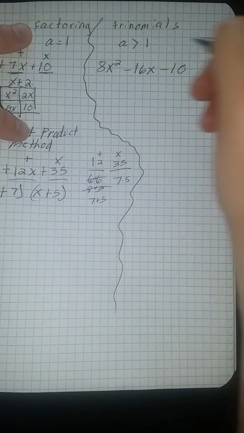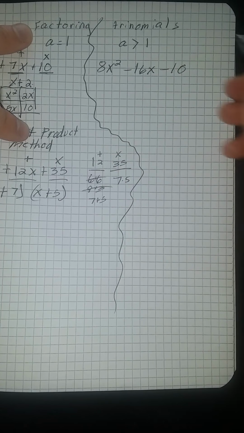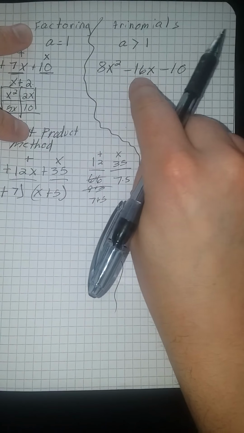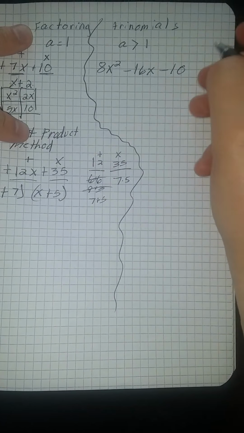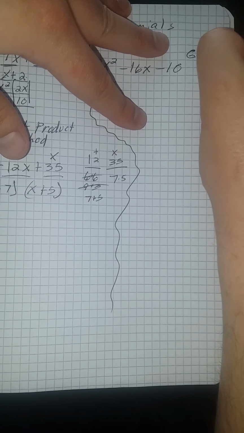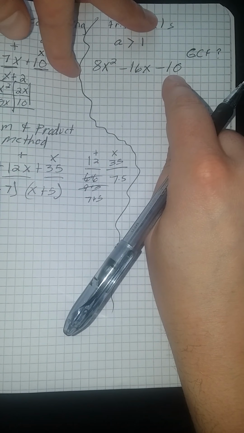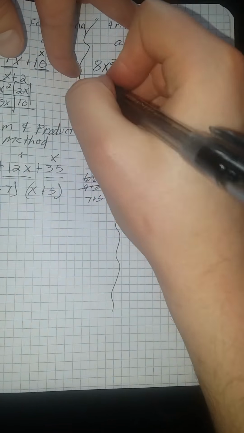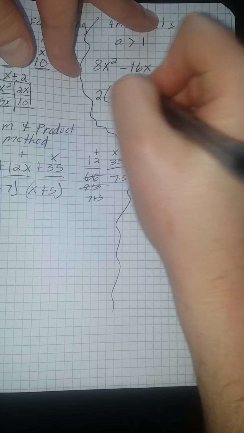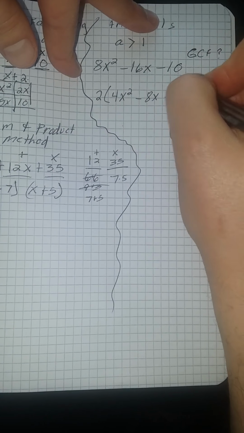Okay, remember if our coefficient is greater than 1, we have to do something different. We have to multiply a and c. First thing I should notice though, or check: are there any greatest common factors in all of these terms? An 8, a 16, and a 10. Sure, there's a 2. Take out a 2 first. Make your numbers smaller: 4x squared minus 8x minus 5.